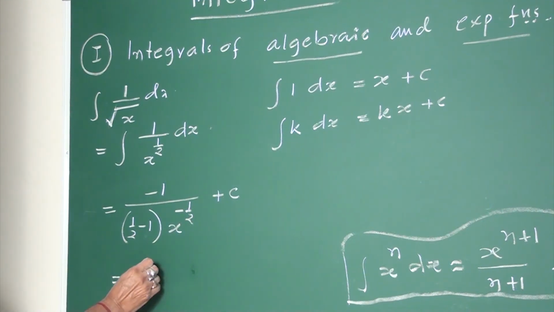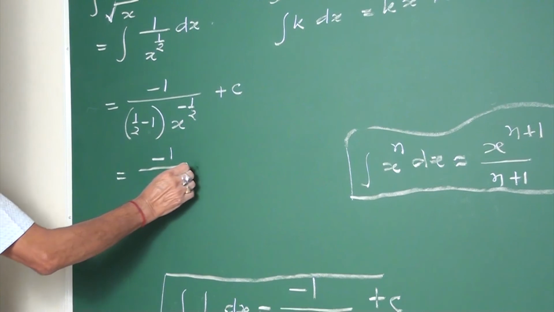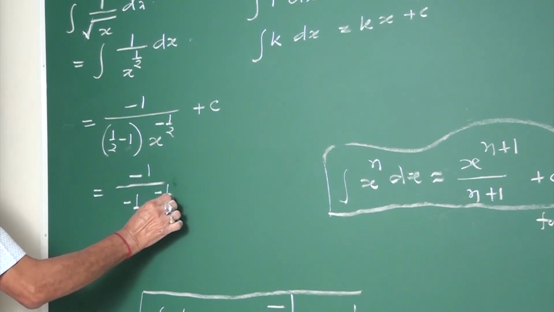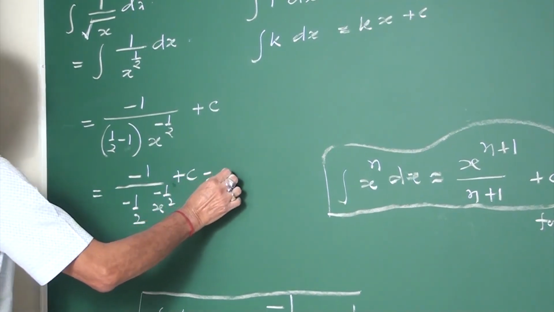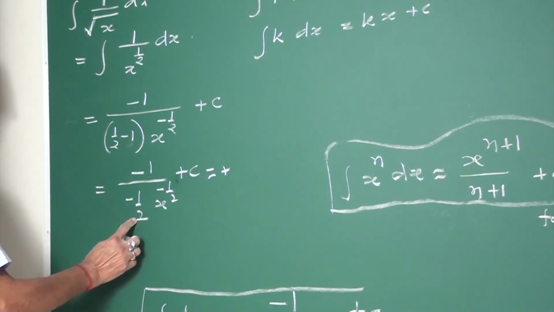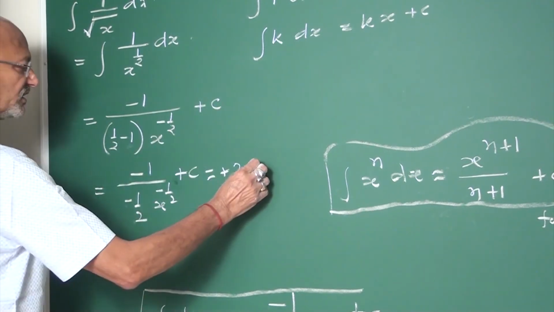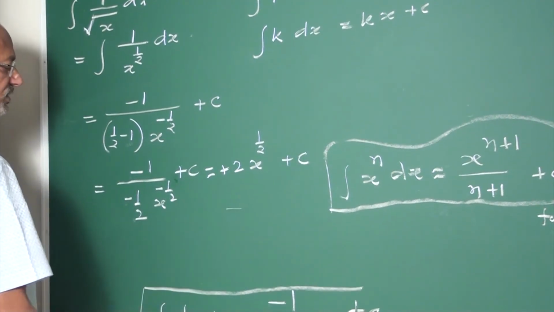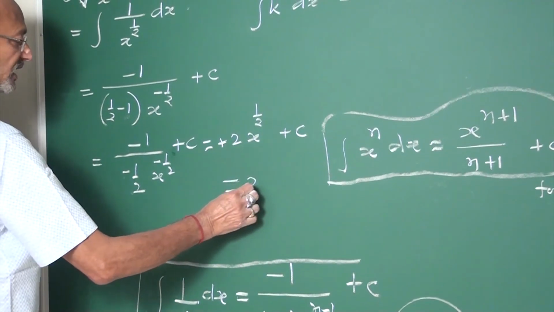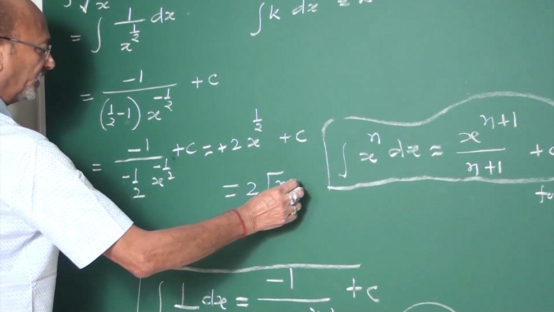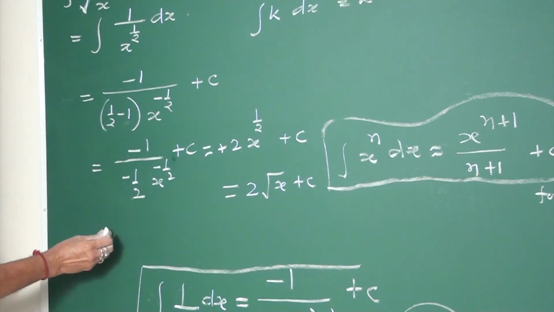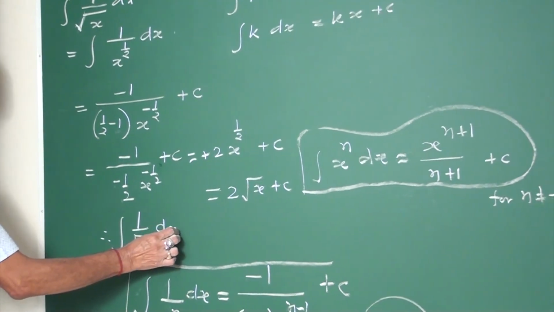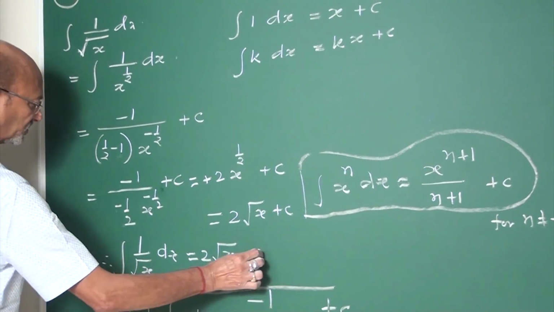Yes, my friend, what is this? Minus 1 upon half minus 1, which is minus half, into x to the power minus half plus 1. Lift to the numerator. Minus of minus is plus. Reciprocal 2. Lifting to the numerator, x to the power half plus c, which is 2 times x to the power half, that is root x, plus c. Therefore, integral of 1 by root x with respect to x is 2 root x plus c.